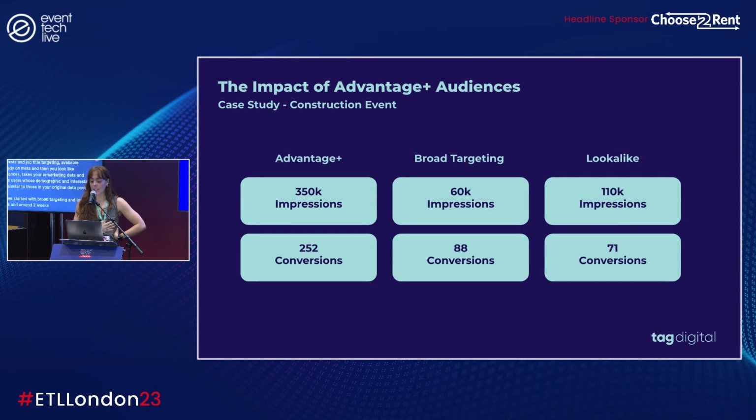So we started with broad targeting and lookalike, and around 2 weeks later, we then added in the Advantage Plus audience. And as you can see, this was a really strong addition to the campaigns, achieving over 50% of the overall conversions on Meta.